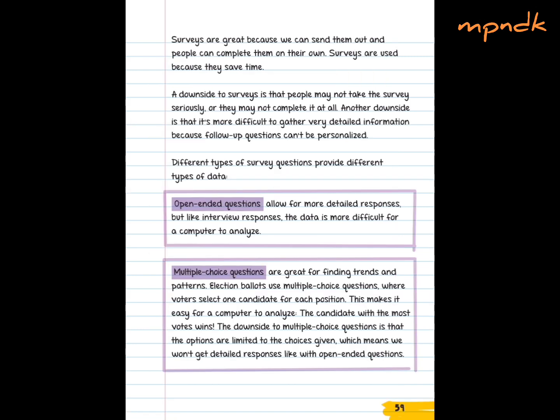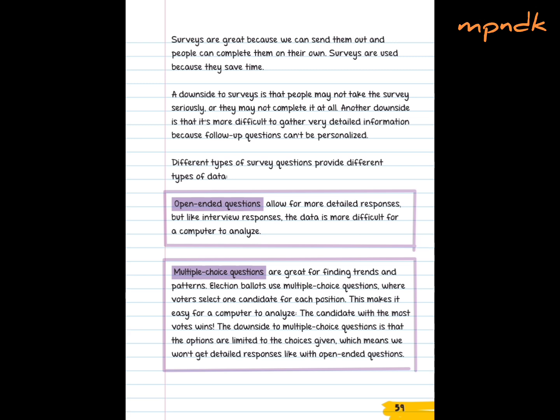Surveys are great because we can send them out and people can complete them on their own. Surveys are used because they save time. A downside to surveys is that people may not take the survey seriously or they may not complete it at all. Another downside is that it's more difficult to gather very detailed information because follow-up questions can't be personalized.